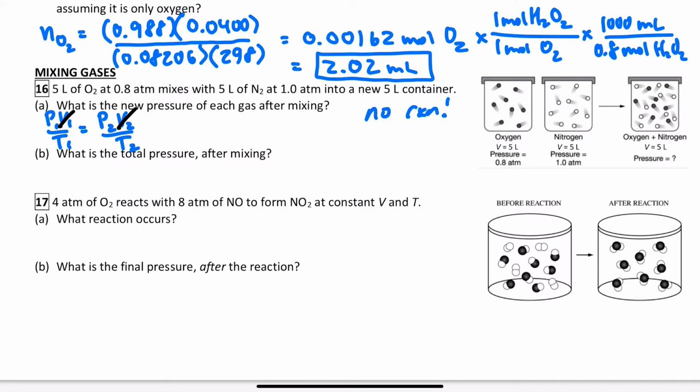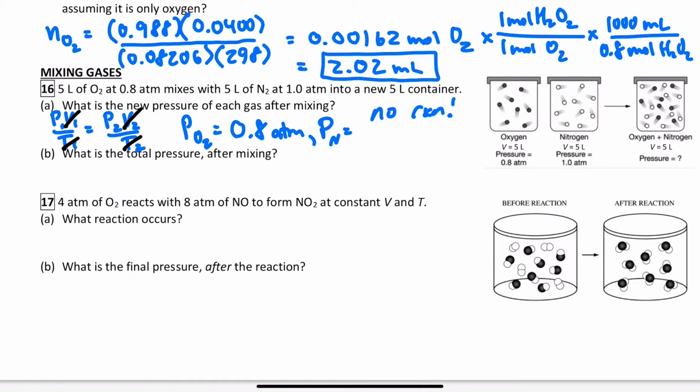What about the temperature? Well, if the temperature is the same, at constant temperature, then I have no change in temperature either. So there's actually no change in the pressure. The pressure of the gas going in is going to be the same for each gas coming out. So the new pressure of the oxygen, P of O2, is the same as what it was in the beginning. It looks like 0.8, so it's 0.8 ATM. And then likewise for the nitrogen, it's going to be the same as it was before. The pressure of the nitrogen was 1 atmosphere.